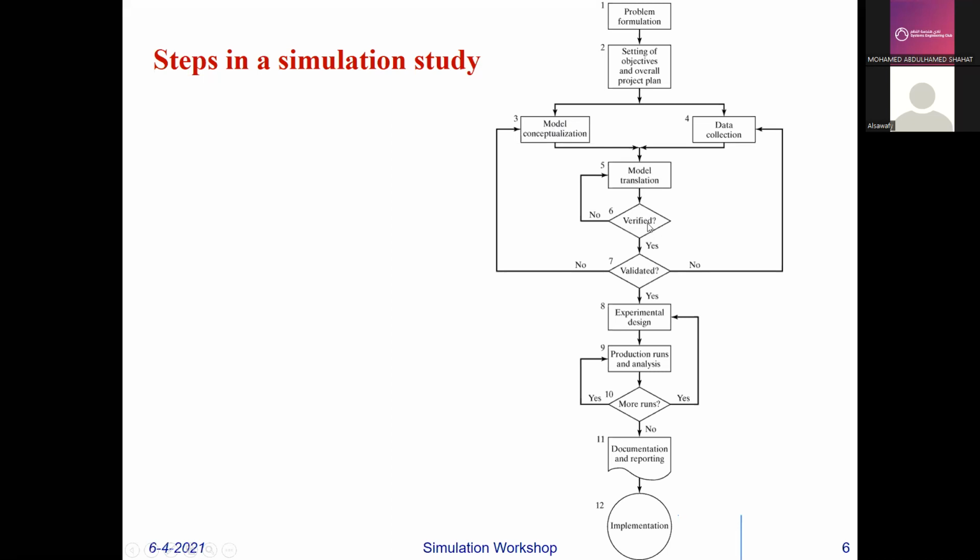This is called verification. So if you still have errors, you have to go back to the model and fix those errors. Once you are done and you have your model on Arena, then you do something called validation. With validation, you just want to make sure that the model that you built on Arena is a copy of the real system.